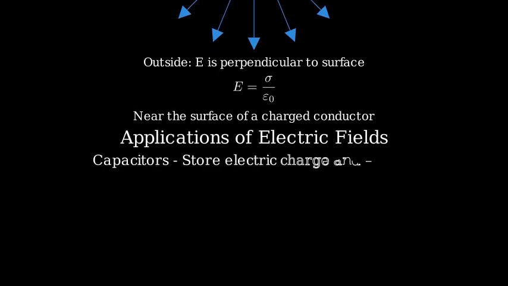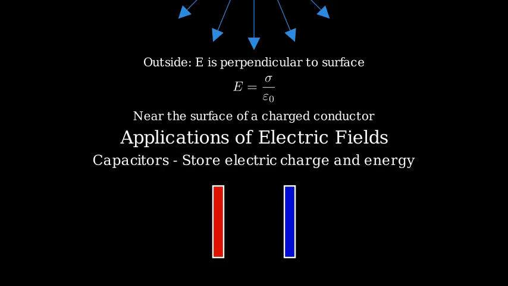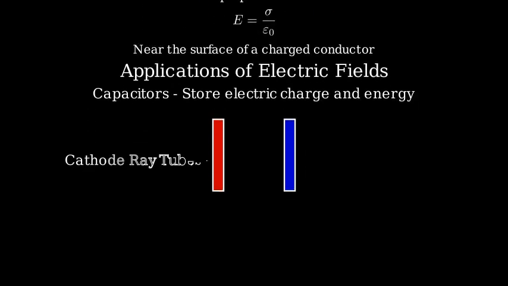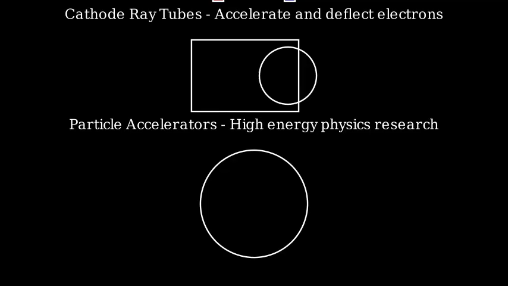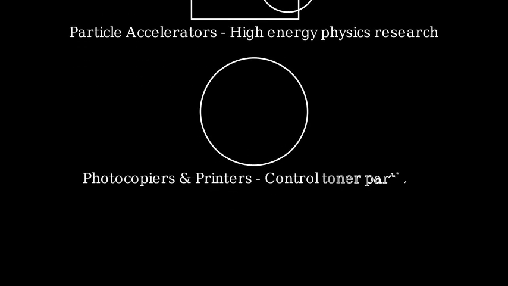One important application is in capacitors, which store electric charge and energy in the electric field between plates. Another application is in cathode ray tubes, where electron beams are accelerated and deflected by electric fields. Electric fields are also crucial in particle accelerators, which use them to accelerate charged particles to high speeds. In daily life, photocopiers and laser printers use electric fields to control the movement of toner particles.